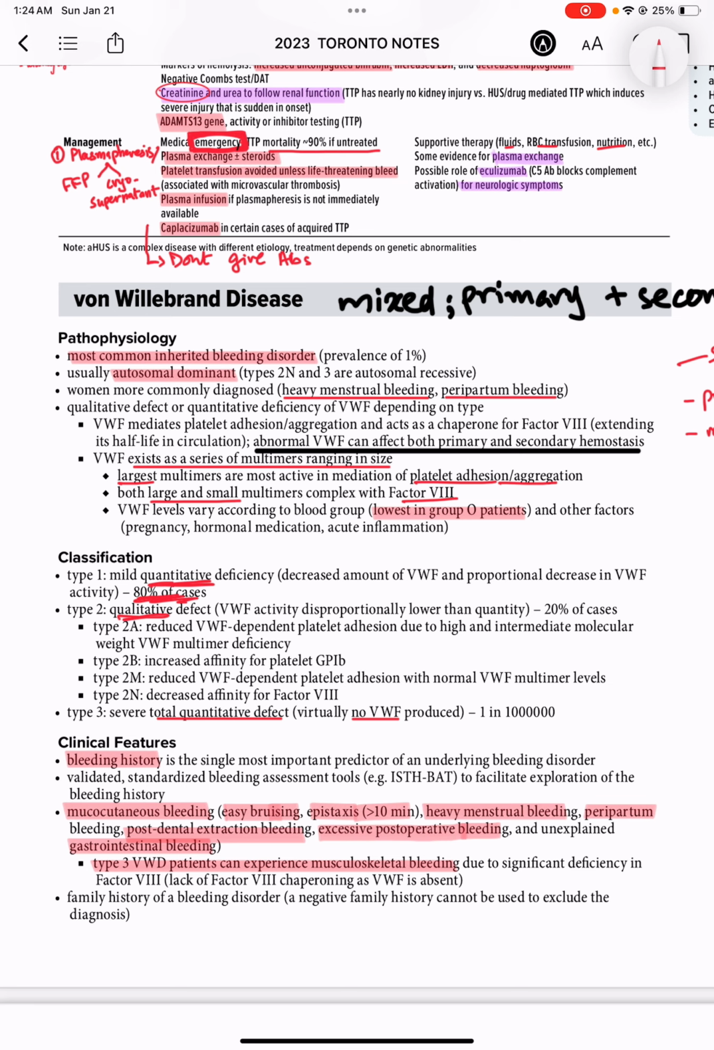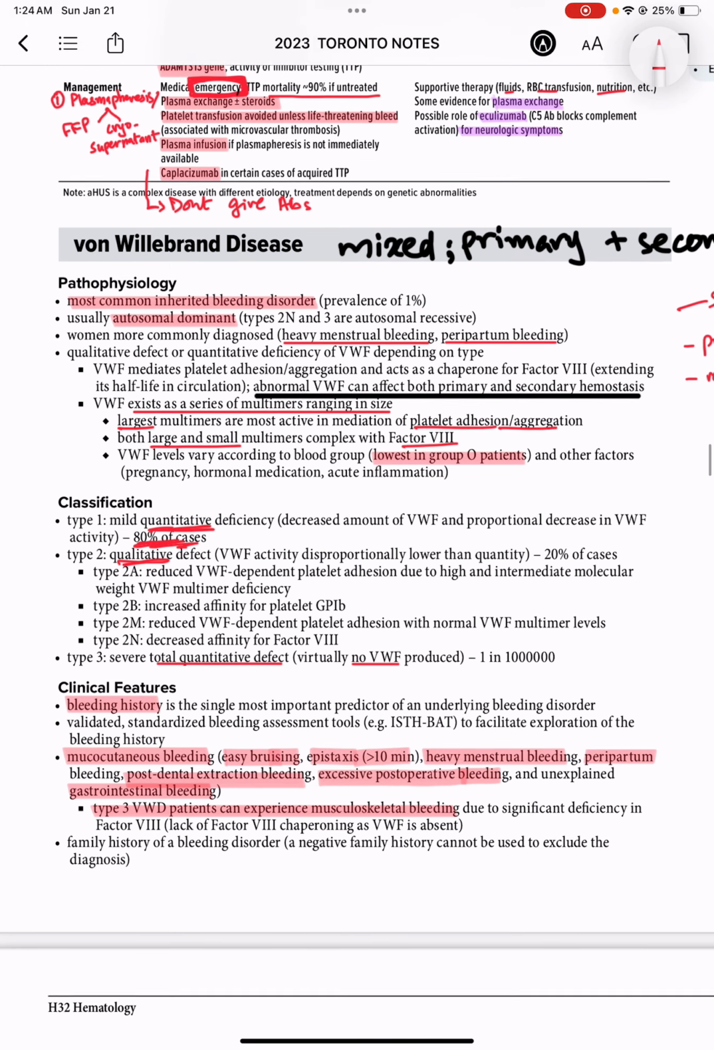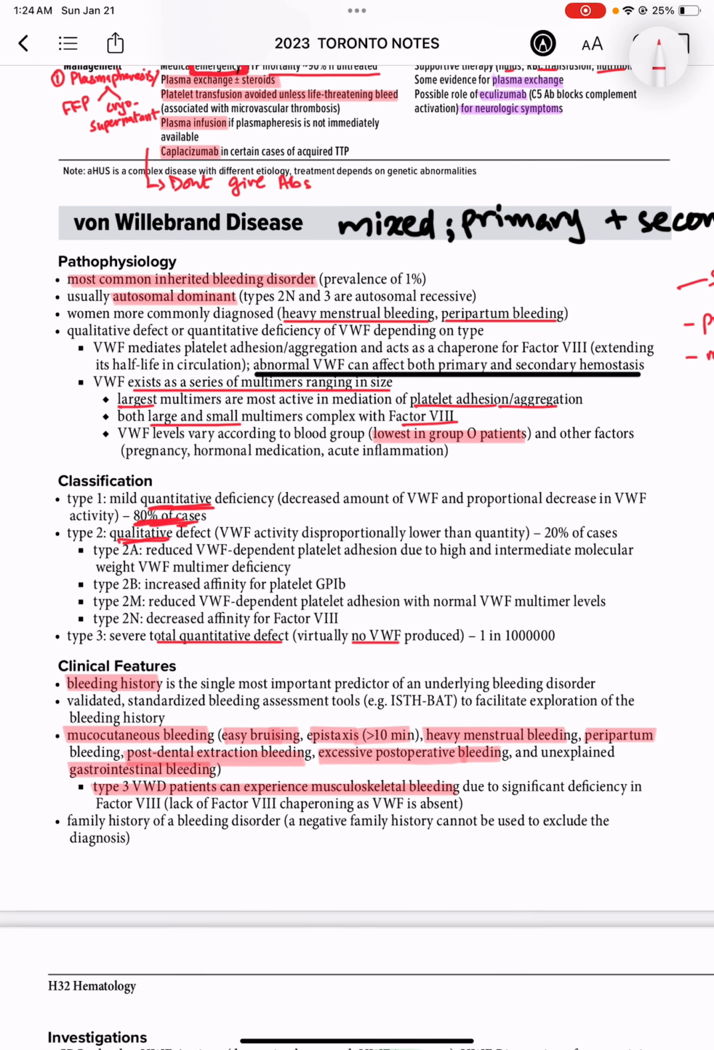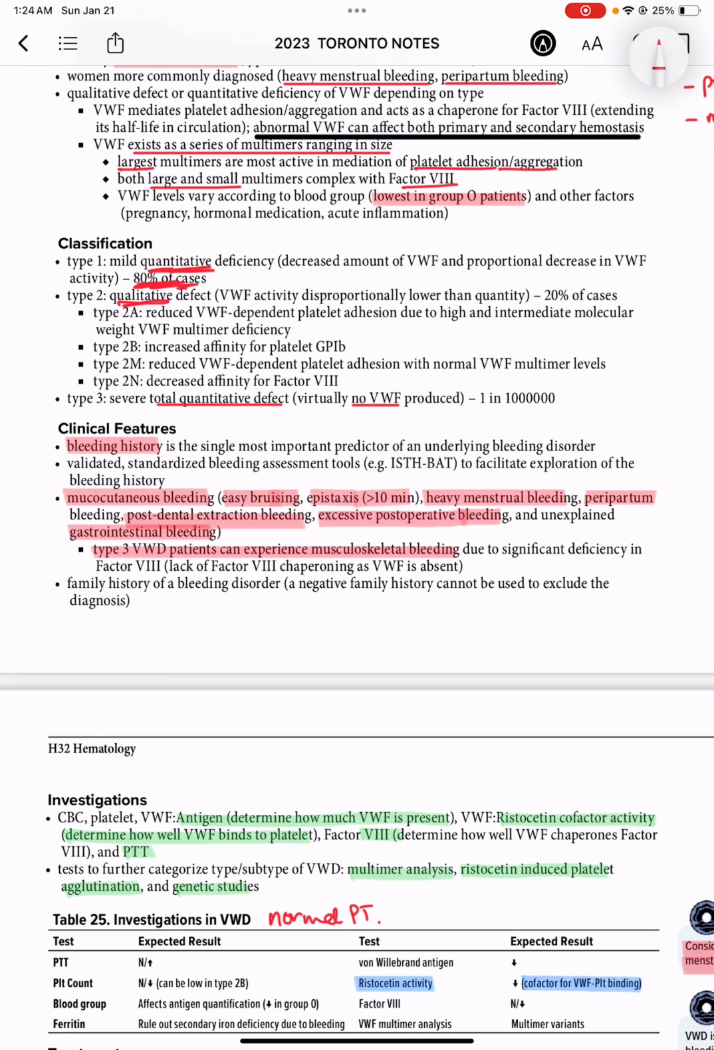So abnormal von Willebrand can affect both primary and secondary hemostasis. And von Willebrand does exist as a series of multimers, as I talked about already. The large ones usually deal with platelet adhesion and aggregation, and the large and small ones deal with factor 8. Von Willebrand factor also varies with the blood groups. Blood group A or blood group O patients have the lowest von Willebrand factor, and it also depends on pregnancy, hormonal medication, and acute inflammation.